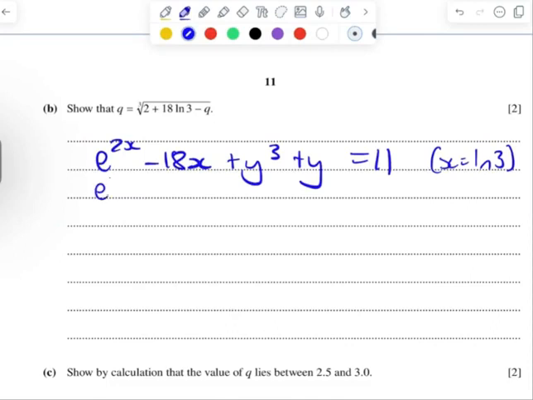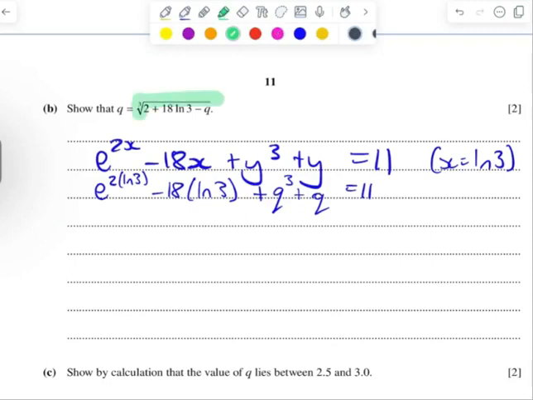Okay, so e to the 2 ln 3 minus 18 times ln 3. My y value at this point is going to be q. What I can see here, you always want to look at what you're aiming for. I can see a cube root, so I'm probably going to make q the subject of my formula. So let's start. I'm first going to simplify this a bit. So e, and then ln of 9, because I'm going to take my 2 up to the top there, and then it's going to become 3 squared.